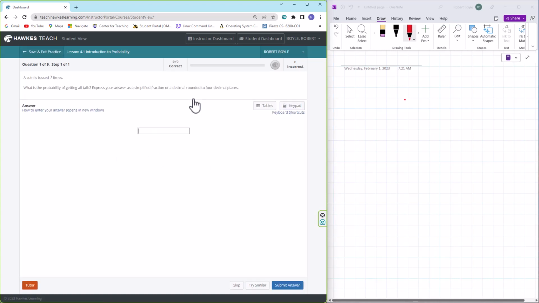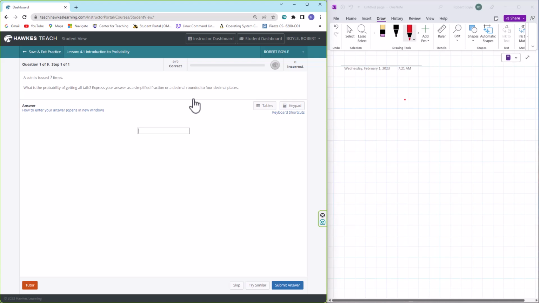Here is our first question. A coin is tossed 7 times. What is the probability of getting all tails? And they want your answer as a simplified expression or as a decimal rounded to 4 decimal places.